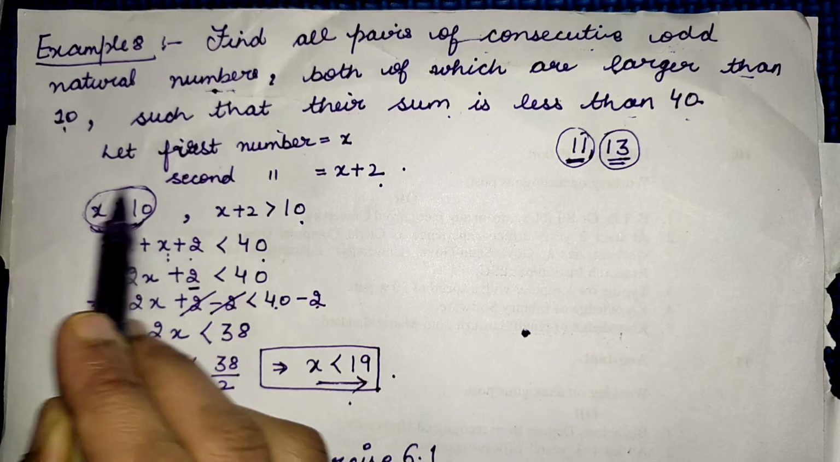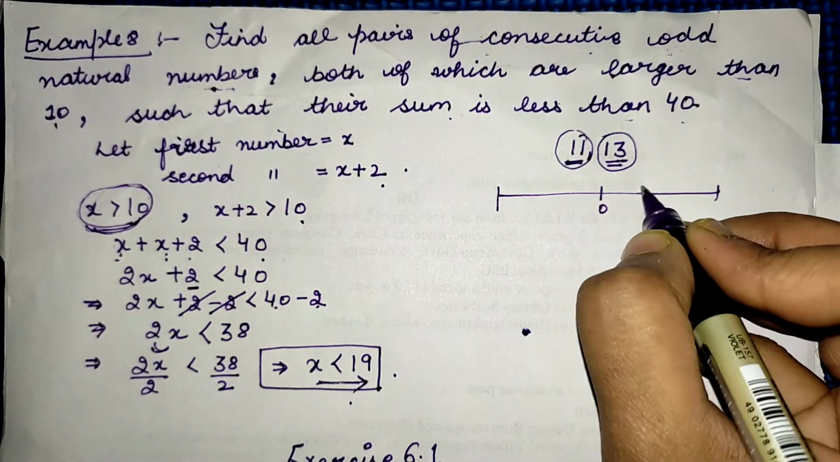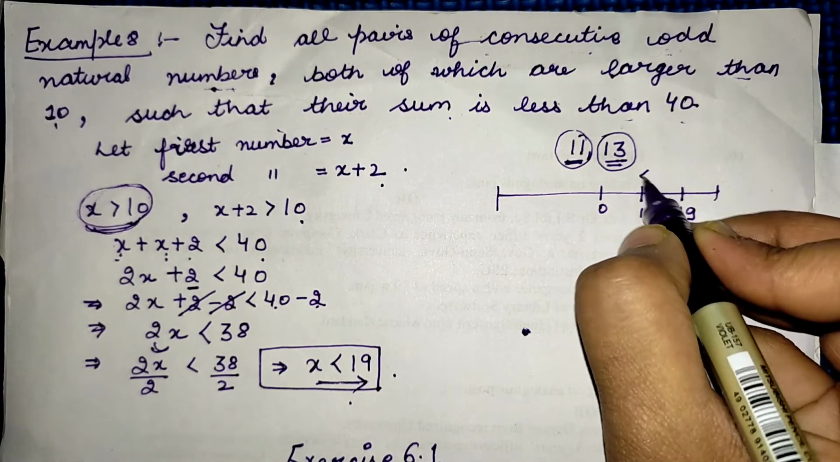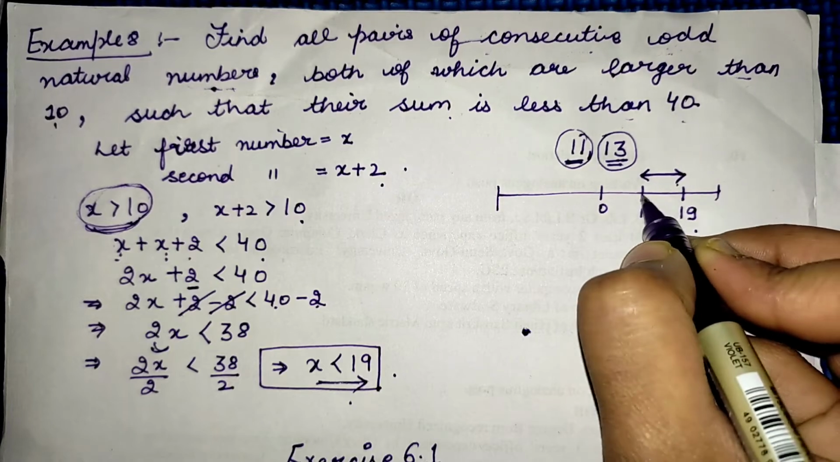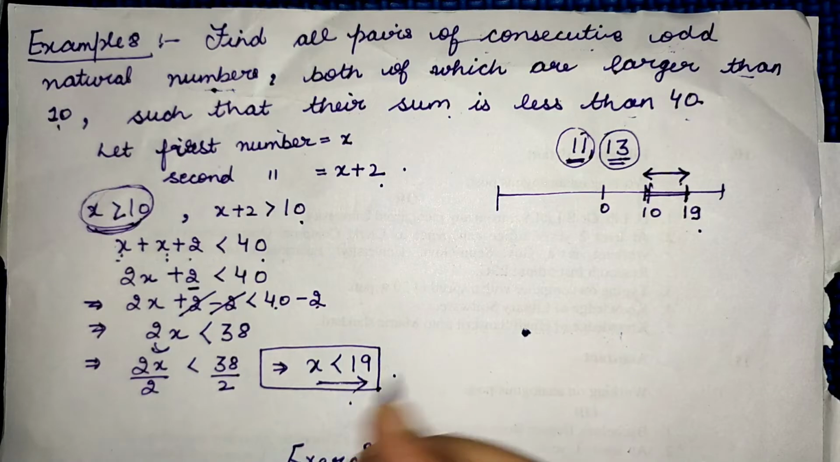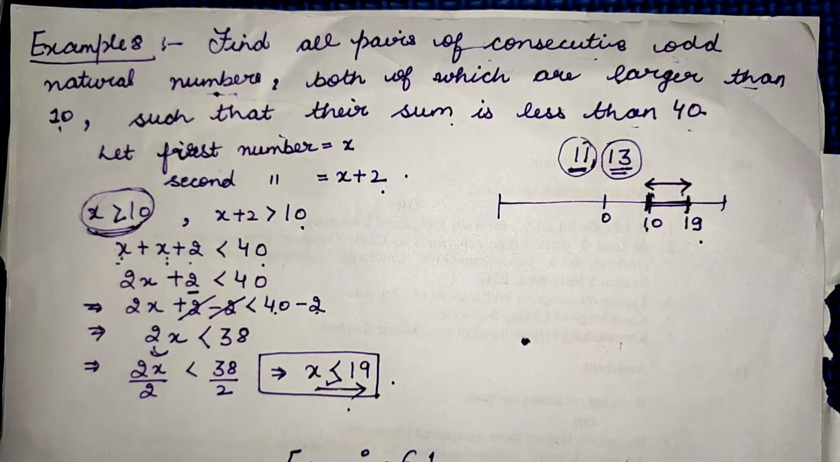X should be greater than 10. So the numbers should be in between. Suppose this is 0, this is 10, this is my 19. So the odd numbers should be in between 10 and 19. They are saying it is greater than 10, but we have derived that it should be less than 19.